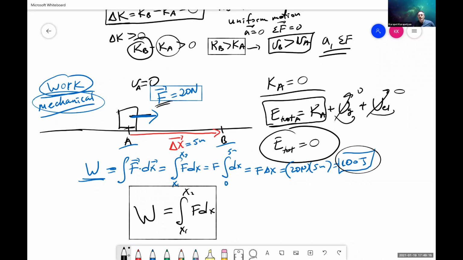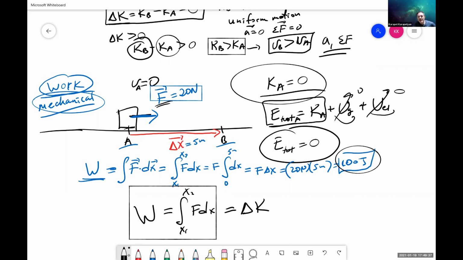Now, one other way we can look at it is this. How is this related to the kinetic energy of the system? Well, the work-kinetic energy theorem tells us that work is equal to the change in kinetic energy.